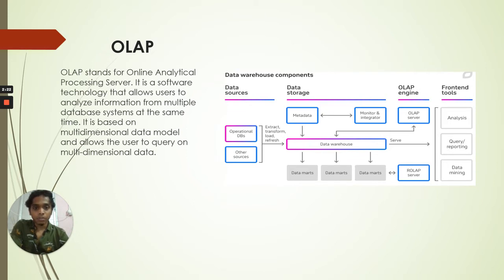Basically, this is a data warehouse component, and the data flows from the source to the data storage, the OLAP engine, and front-end tools. So here, this graphical representation explains how this data warehousing is done.